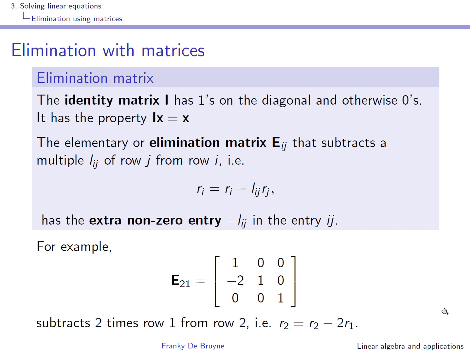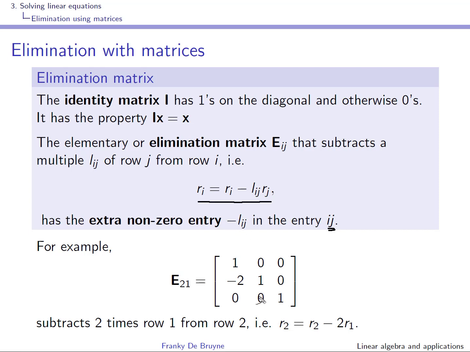Well, you can also do elimination using elimination matrices. Suppose you want to do this operation, so you subtract from row i row j times a multiplier Lij. Well, you can construct the equivalent elimination matrix by taking an identity matrix in which you replace the entry ij by the multiplier with a minus sign.